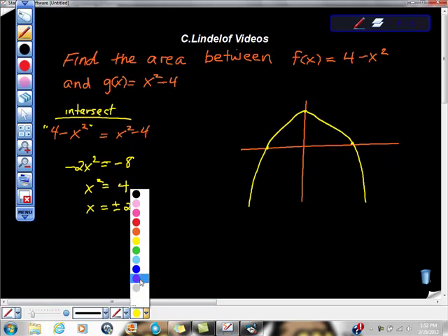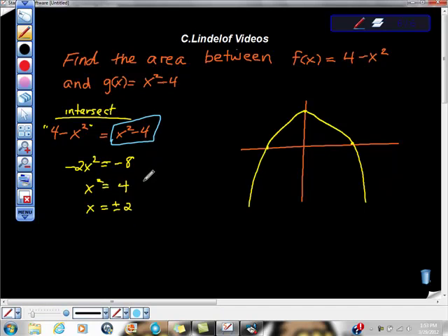And then I'll graph the second one, and the second one is this one right here. And it's this one here, passes through this point down here. Now remember, this is (0, 4), and this is (0, negative 4). And they intersect here and here. Pretend that worked out perfectly.